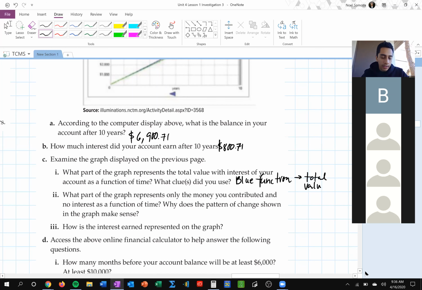All right. And then what part of the graph represents only the money you contributed and no interest as a function of time? Well, we talked about that as well. That would be represented by the green function.